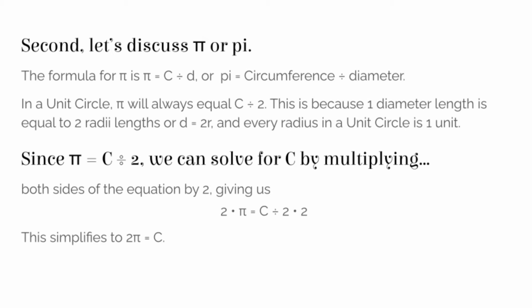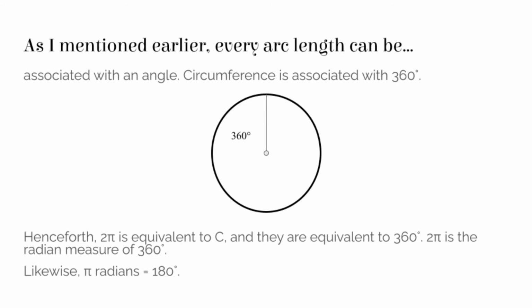Since pi equals c divided by 2, we can solve for c by multiplying both sides of the equation by 2, giving us 2 multiplied by pi equals circumference divided by 2 multiplied by 2. This simplifies to 2 pi equals circumference. As I mentioned earlier, every arc length can be associated with an angle. Circumference is associated with 360 degrees.